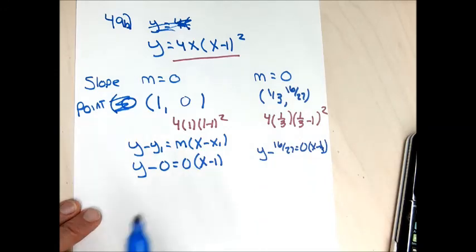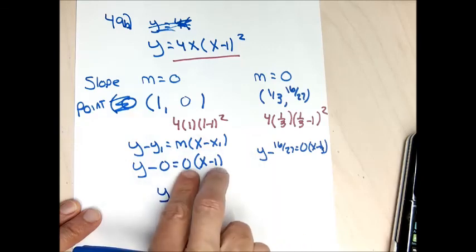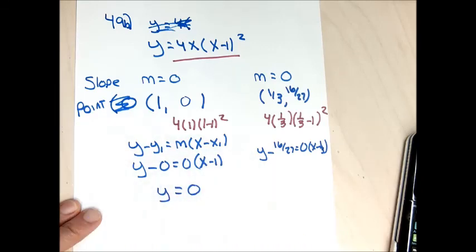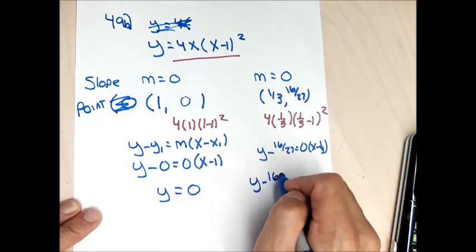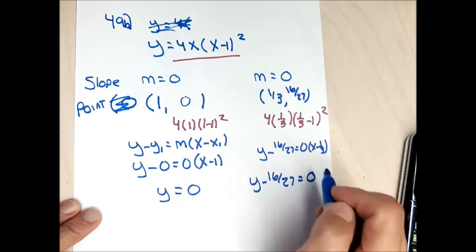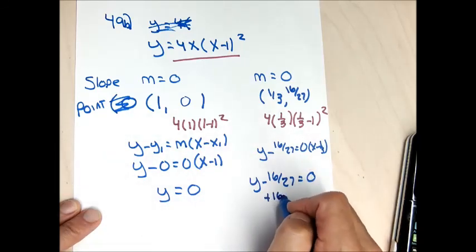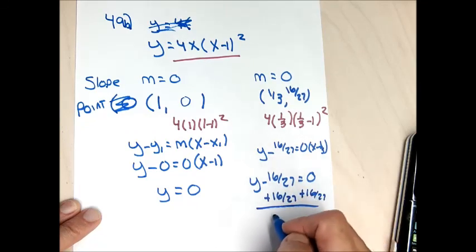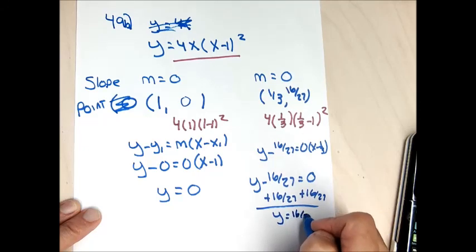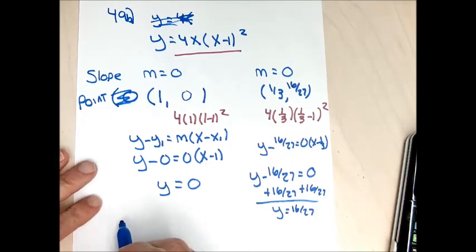They simplify so easily. This one, the left side simplifies to be y. 0 times anything on the right side is 0. This side, the left side doesn't reduce, but the right side comes out to be 0. And then I'm going to add 16 over 27 to both sides and get y equals 16 over 27. That's going to be the equation of my line. This is a good thing because horizontal lines, their equations don't have x's, they only have y's.